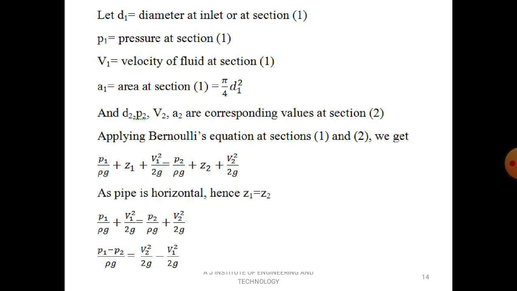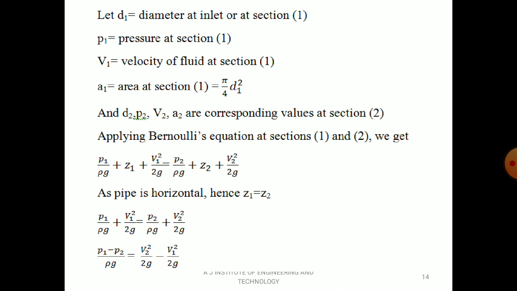So let D1 equal to diameter at inlet or at section 1, P1 equal to pressure at section 1 or inlet of the pipe, V1 equal to velocity of fluid at section 1, A1 equal to area of cross section. Once we know the diameter, we can directly calculate the area of cross section by using the expression pi by 4 D1 square. And D2, P2, V2 and A2 are the corresponding values at section 2.